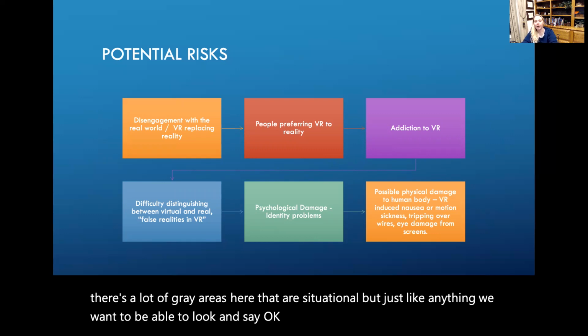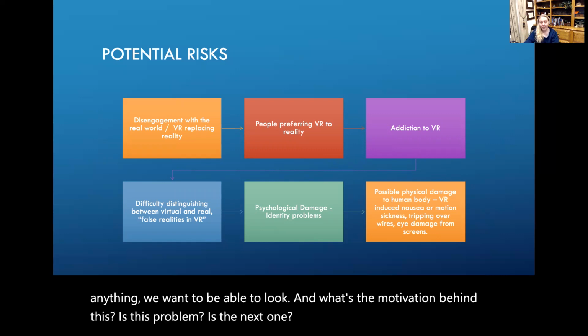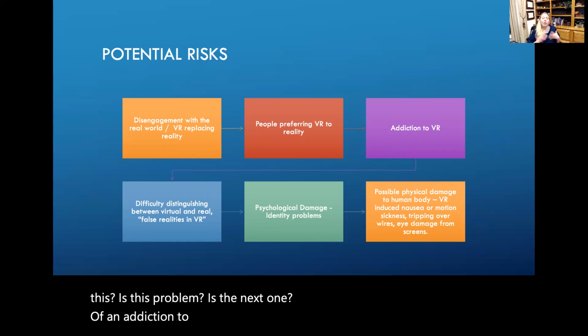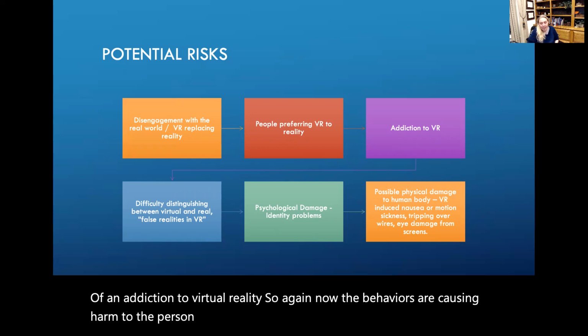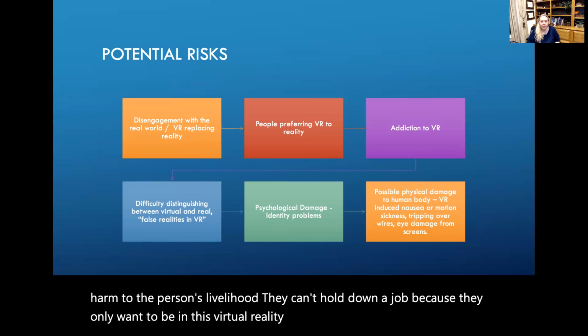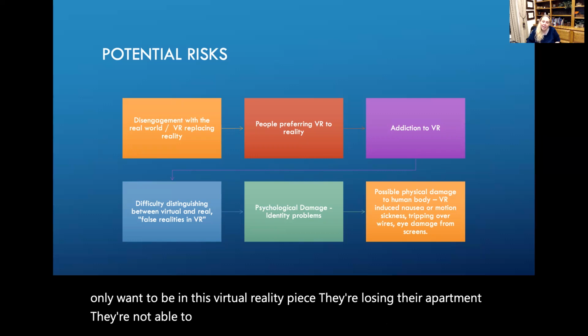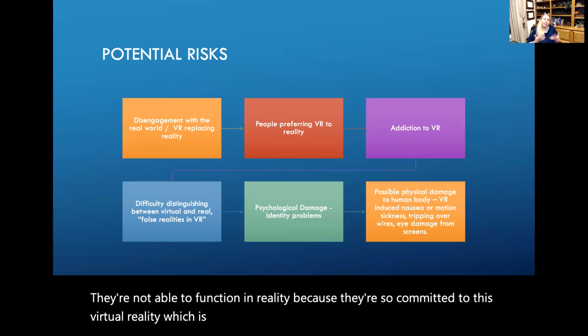what's the motivation behind this? Is this a problem? Is this leading to the next one, an addiction to virtual reality? So again, now the behaviors are causing harm to the person's livelihood. They can't hold down a job because they only want to be in this virtual reality piece. They're losing their apartment. They're not able to function in reality because they're so committed to this virtual reality, which is not sustainable to their livelihood.